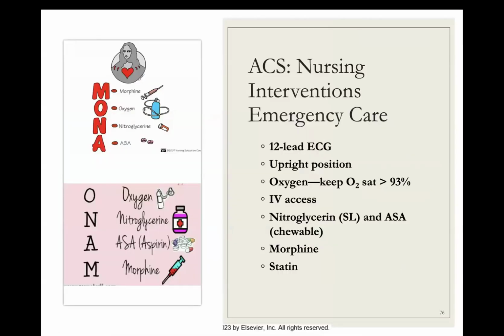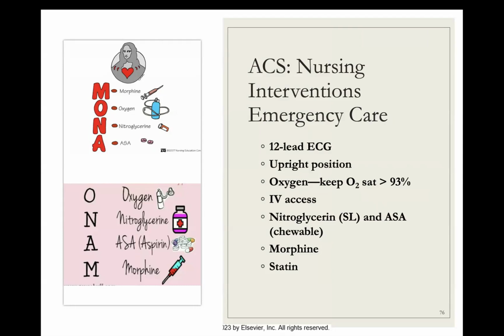All right, emergency care. When we have patients come in for chest pain and we are suspecting an acute coronary syndrome situation, the emergency care is to get a 12-lead EKG, keep the patient in an upright position to protect their airway, give them oxygenation to keep their SATs above 93%, make sure that they have good IV access, and wherever I've worked in cardiac areas, we always wanted two peripheral IV sites for chest pain patients that might be going to the cath lab.